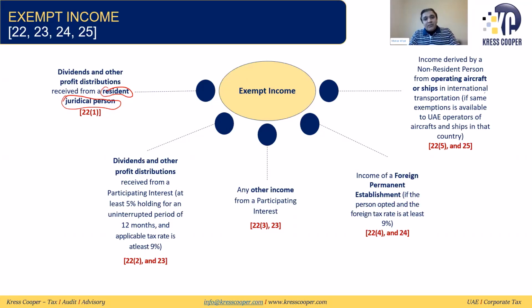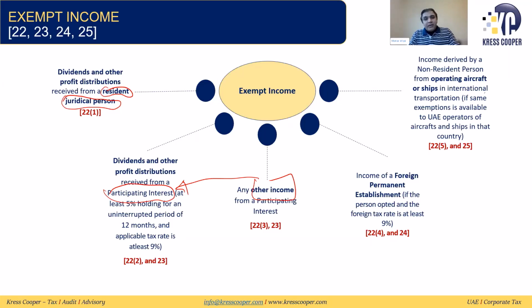So you can say if the dividend or other profit distribution is being received from foreign juridical persons, the non-resident juridical persons, it will be exempt from the UAE corporate tax law. Any other income that pertains to the participating interest will be exempt from the UAE corporate tax law as well. We'll discuss this in detail.